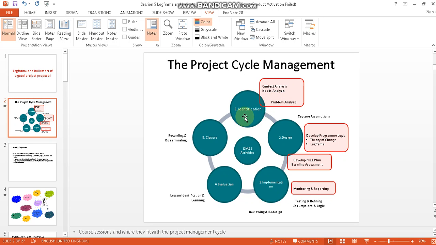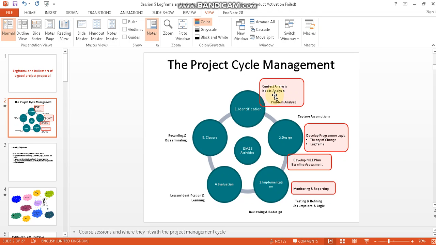First one is identification. What are the key focuses that we need to put effort on in this stage? First is context analysis, then needs assessment, then problem analysis. Context analysis means spatial analysis, which is the political, economic, social, technological, legal, and environmental situation, and how all of those situations are contributing towards the specific need of the area.